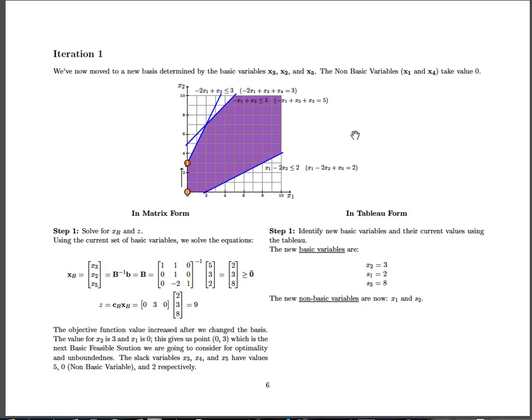So now we've moved on to our next iteration, and we're going to do the same things that we did last time. We're going to identify our basic variables, which as we can see are the same. x2 equals 3 right here, because x2 is in the middle. S1 or x3, that is the same, equals 2. x5 or slack 3 equals 8.